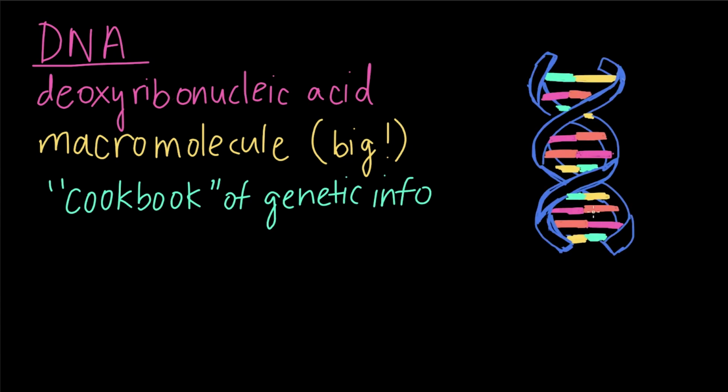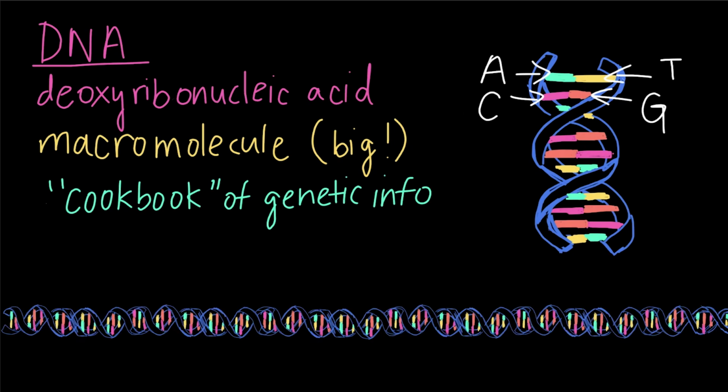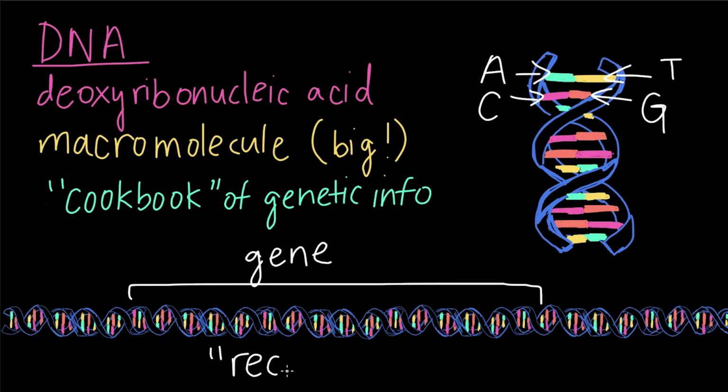So here is a close-up sketch of DNA, and what I'm showing here is that DNA consists of subunits called nucleotides. And these are represented by A's, T's, C's, and G's. Now, genes are like the individual recipes. You can think of them as the recipes found inside your DNA cookbook. So they are specific segments of nucleotides within the long DNA molecule. So a gene could be from here to here, and we think of this as a recipe.